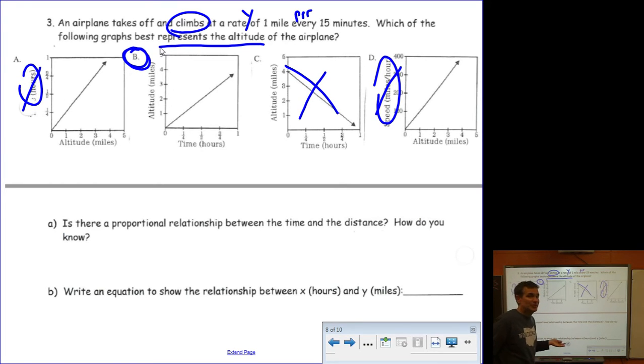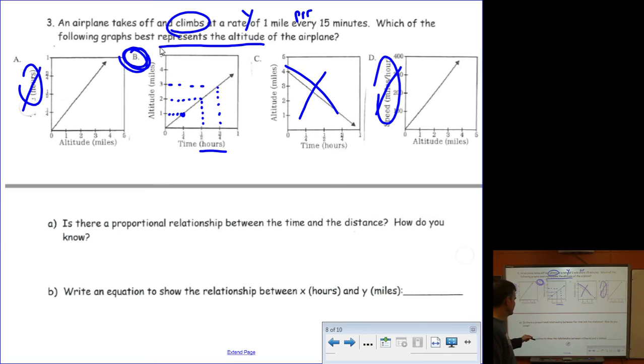And I didn't even look at the line yet, right? But if we did look at the line, 1 mile every 15 minutes. So this is hours. So this looks like about 1 mile in 15 minutes and 2 miles in half an hour and so on. So I'm pretty sure graph B is definitely it.